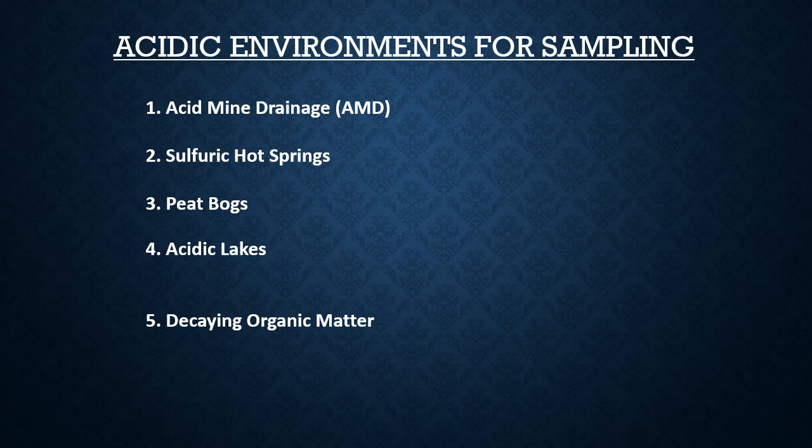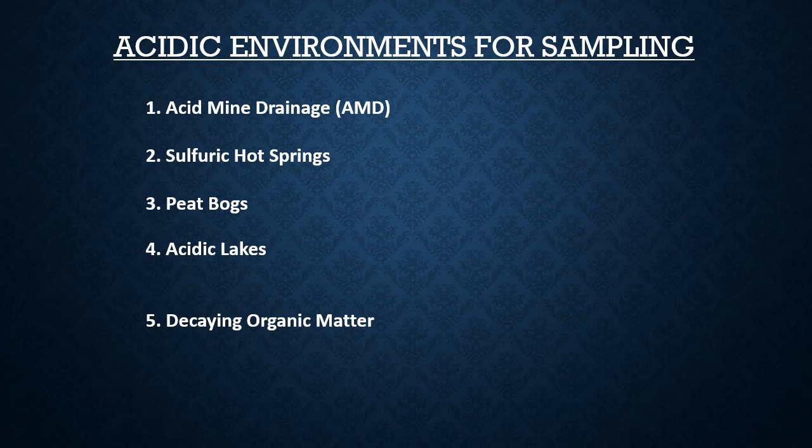Then next is sulfuric hot springs. Hot springs have high sulfur content, which produces sulfuric acid, creating extremely acidic and hot environments. These springs often have visible steam and distinctive sulfur odors. So you can look for hot springs nearby and check whether the pH of the water is acidic or not. Collect a water sample directly from the spring. Sample microbial mats or sediments around the spring edge if you see anything.